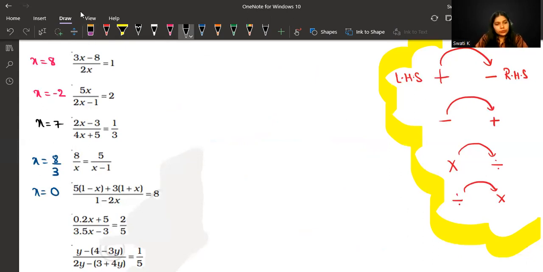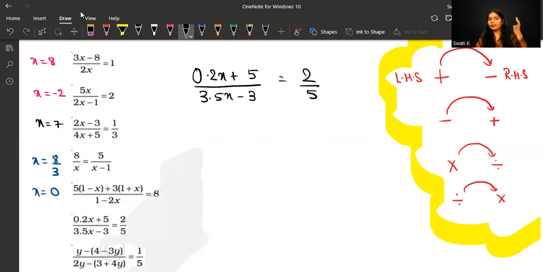So now we can go to the sixth question, and in the sixth question we have 0.2x, we have a decimal also, plus 5 upon 3.5x minus 3 equals 2 by 5. Okay. So again, the very first thing that I'll be doing here is I'll use the cross multiplication. So 5 times 0.2x plus 5, and then this is 2 times 3.5x minus 3, right?